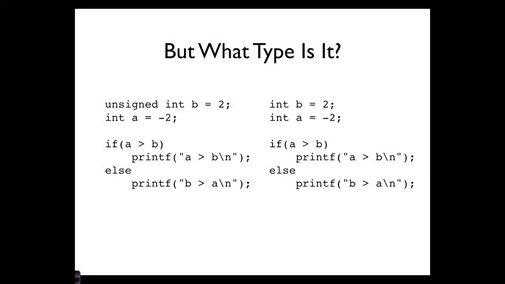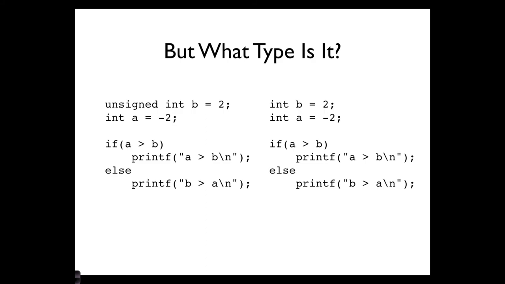So the question is, what are the rules? Well, here are the rules. The rules are, if you have an unsigned compared against a signed, it will convert the signed one and do it as an unsigned value. That's the first rule. So if you're comparing two things that are the same size and you have one unsigned and one signed, it will do both of them as if they were unsigned.